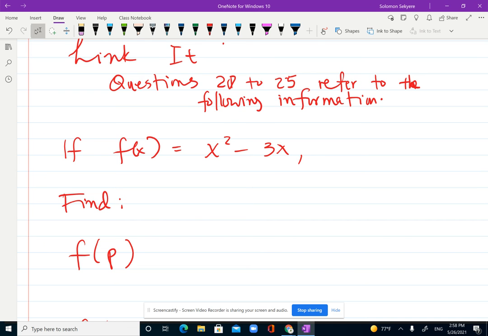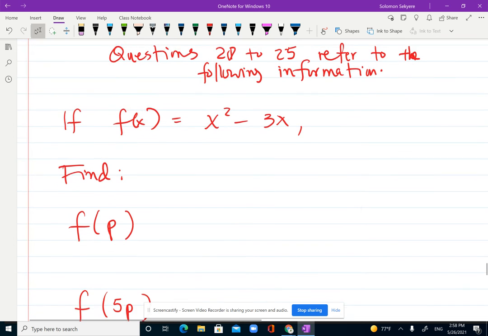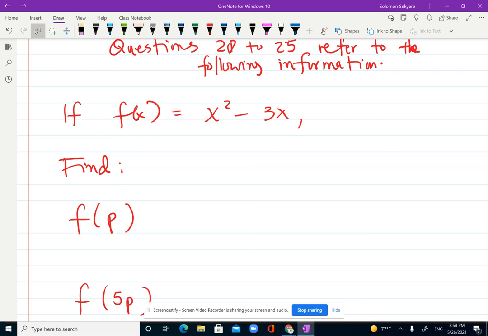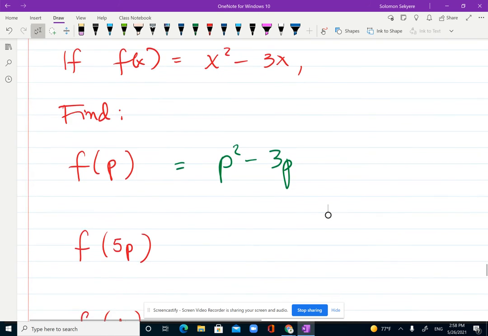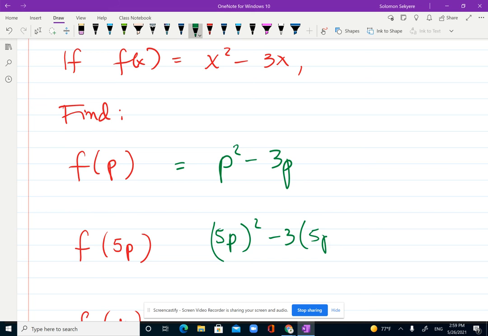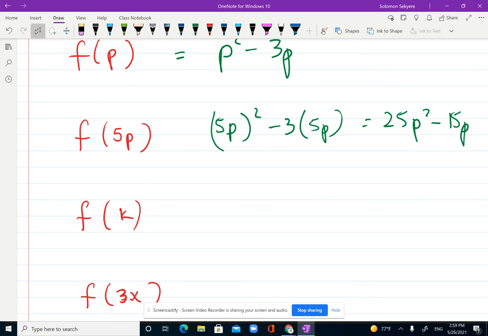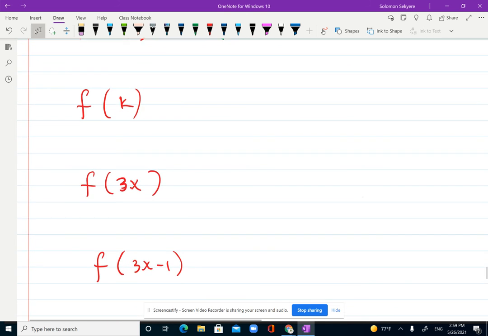Now we have this function f of x equals x squared minus 3x. Find f of p. What does that mean? Wherever there is x, put p. So f of p is p squared minus 3p. F of 5p means wherever there is x, put 5p. So it will be 5p all squared minus 3 times 5p, which is what? 25p squared minus 15p. So that's what you do for these other cases.